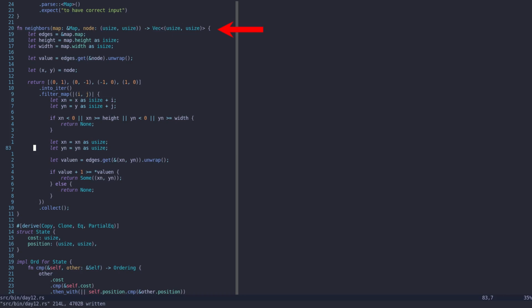Then I implemented a neighbors function, which takes as input the map and the current node. And what it does is go through all 4 directions, up, down, left and right, and it just checks if the new point is inside the map, and it also checks if its value is at most 1 above the current value. So basically you can go down any amount of steps, but you can go up only 1 step, and if that holds, then we return the point as a neighbor.